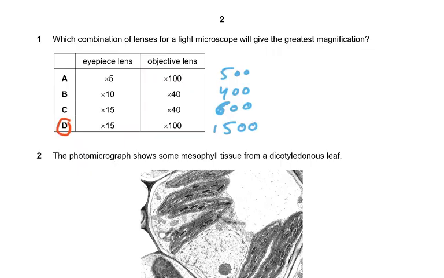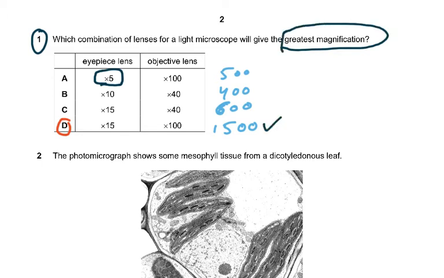Start with question 1, which is again, they usually start off with a very simple and easy question. Which combination of lenses for a light microscope will give the greatest magnification? Say the eyepiece lens magnifies it 5 times, and the objective lens magnifies it 100 times. So 5 times 100 is 500, 10 into 40 is 400, 15 into 40 is 600, and 15 into 100 is 1500. So the answer was D, which was the greatest magnification.